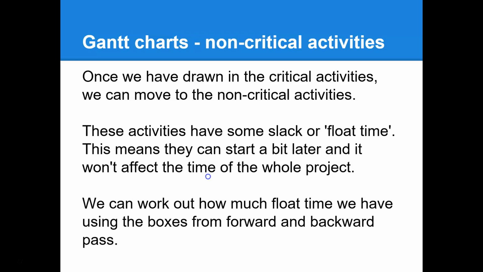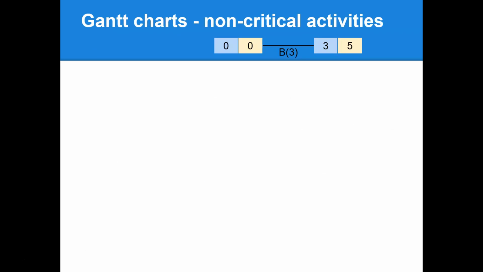Okay, so let's have a look. This is what you'll have from your forward and backwards path methods, and you should have your activities on the lines. For B, you should have 0, 0 at the start, and then B takes 3 days or however long it is, and then when you're working back, it'll come to 5 on the backwards method, giving us a float time of 2 days.